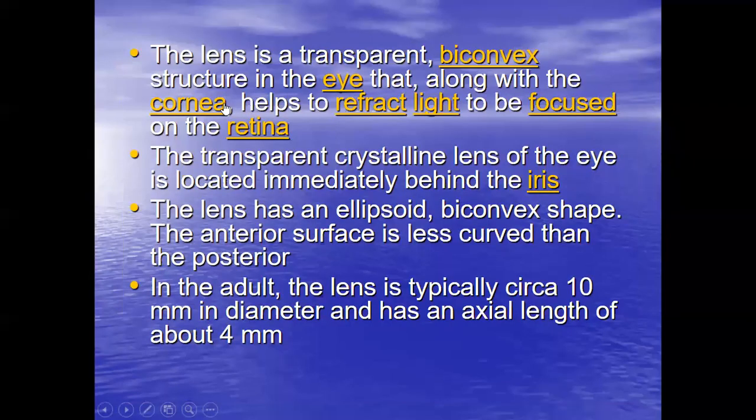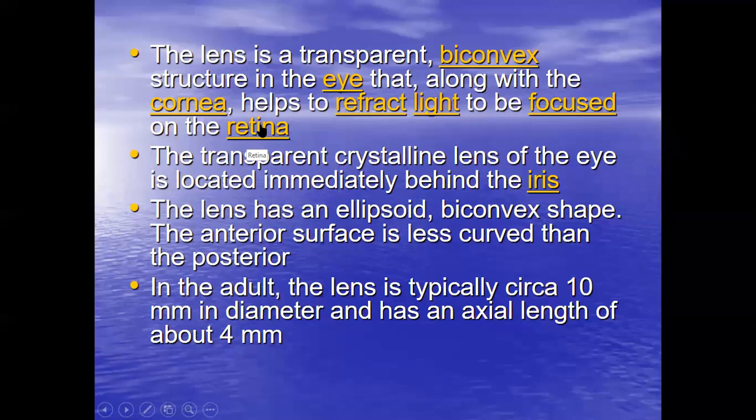Here is some theoretical explanation of the anatomy of the lens: it's a transparent biconvex structure present behind the cornea. It refracts the light rays to be focused onto the retina. The refractive power of the lens is many times greater than the cornea. How much is the normal refractive power of the lens? It is 58 diopters.